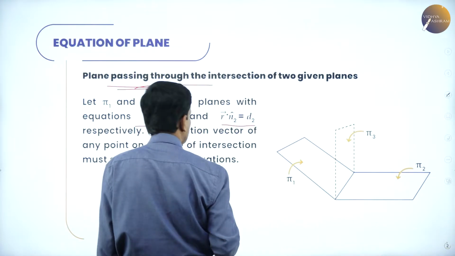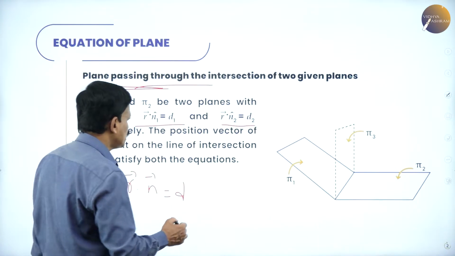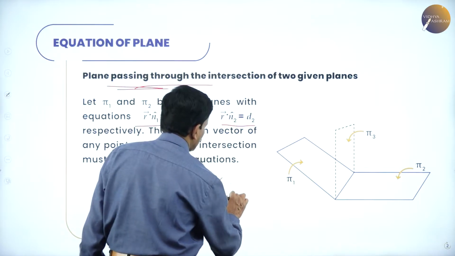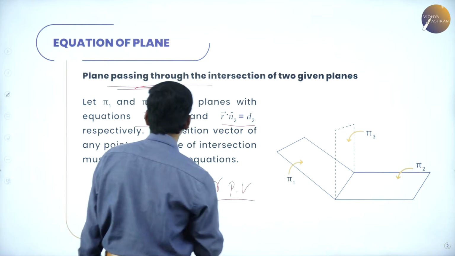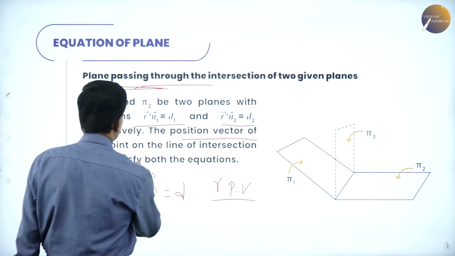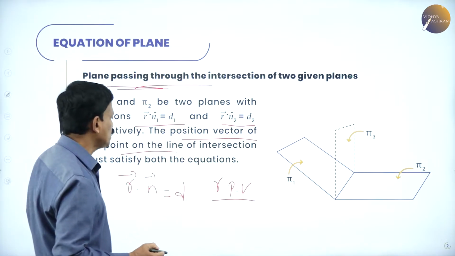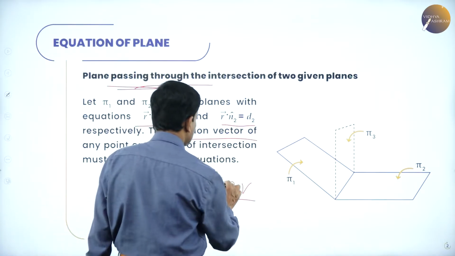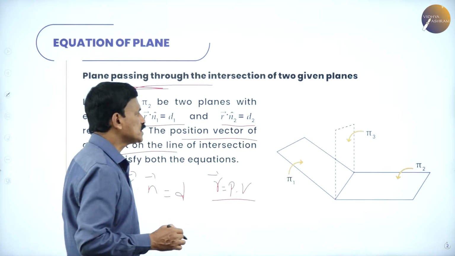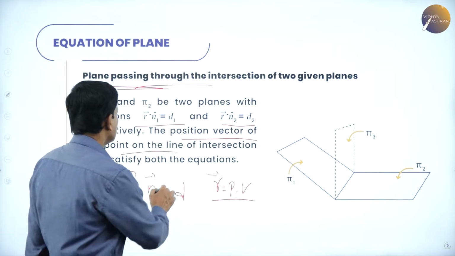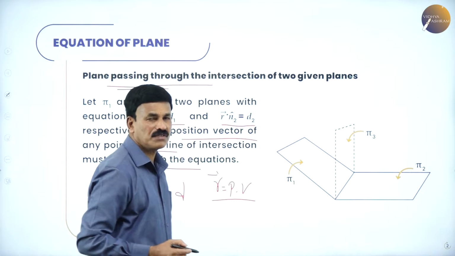Let us consider any point. Let P be any point. Let r be the position vector of any point on the plane. The position vector of any point on the intersection of the planes is r. Suppose r is the position vector of a point on the intersection of the planes, then it should satisfy the given equations.